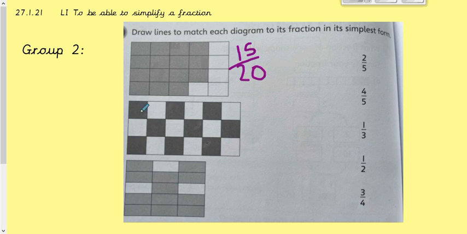This one shows 1, 2, 3, 4, 5, 6, 1, 2, 3, 18 altogether, and 1, 2, 3, 4, 5, 6, 7, 8, 9, 9/18. And finally this one, 1, 2, 3, 1, 2, 3, 4, 5 is out of 15, and there are 12 shaded, I believe. Sorry if that's not right, please do let me know, because I did rush that.